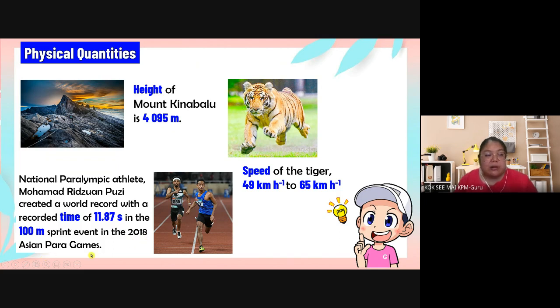Okay, sprint event in the 2018 Asian Para Games. Okay, another one is the speed. Speed 是速度。Okay, speed of the tiger, 49 km per hour. So that means I know the unit. 一个 kilometer 啊，它跑 49 个 kilometer 在 1 个小时里面。OK，从这个 49 去到 65。So I know, oh, now the tiger is go faster. OK，我看这个数目，我就知道它是在快 increase the speed. OK, these all things we can measure. 我们都可以量到的。So these all things we call physical quantities.